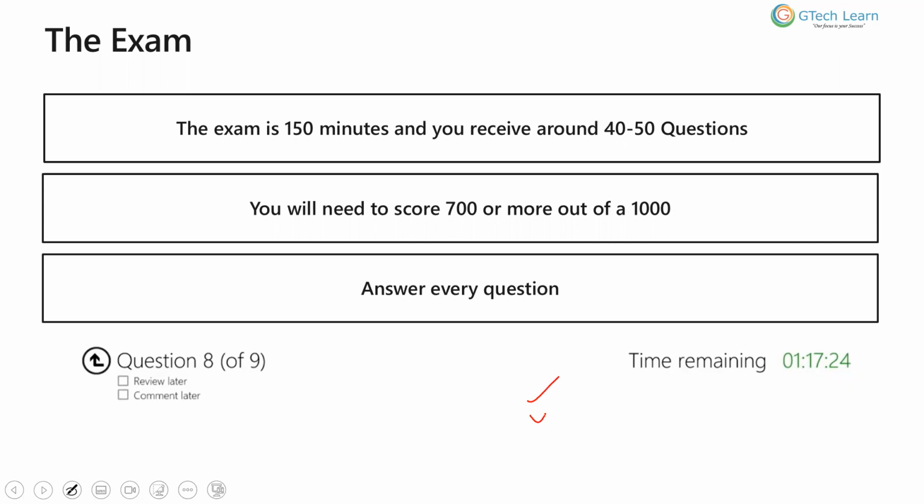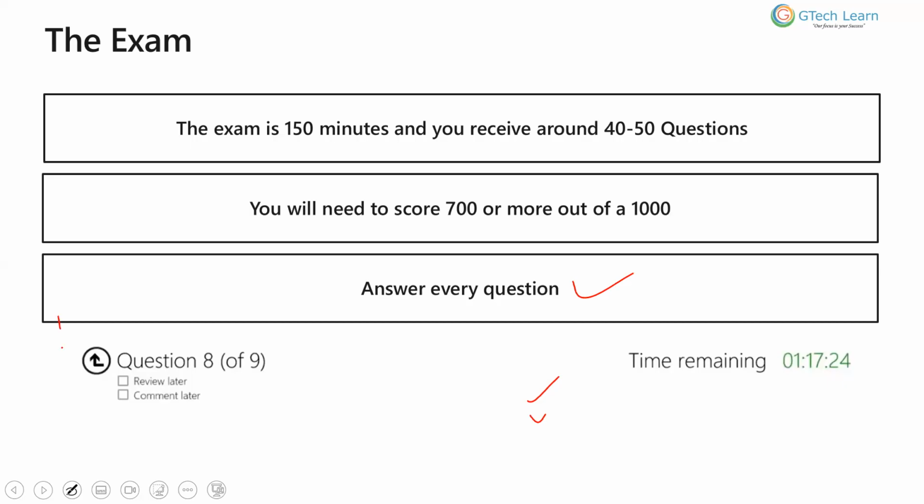You will need approximately 700 score out of 1000. The overall score of that exam is going to be 1000 and you need to achieve approximately 700. If you achieve 699, that means you fail. And if you fail, we know that the price will not get back to our account. So every time we are preparing, we need to understand that we need to score more than 700 in each and every Microsoft examination. And also you need to answer each and every question over there. So this is the exam format we are going to have in real time.